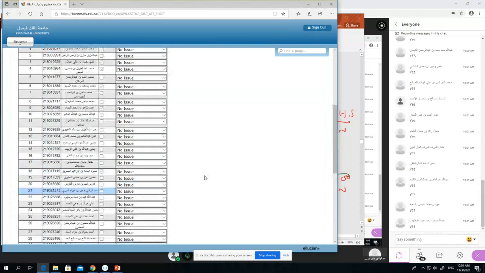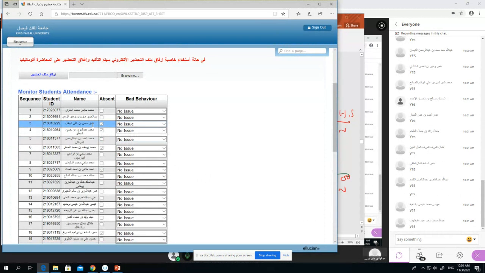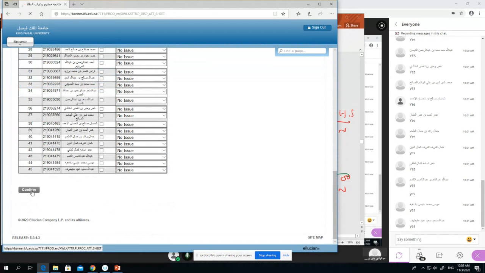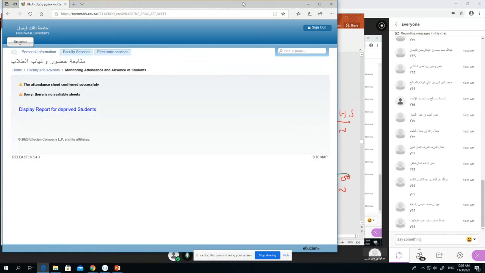Okay. Now I am double checking the absent persons. Kamal Hassan. Muhammad Abdul Aziz bin Hassan, absent. Muhammad Yusuf. Ahmed Tahir. Saud Usama, absent. So absent. I confirm it. Okay, done.